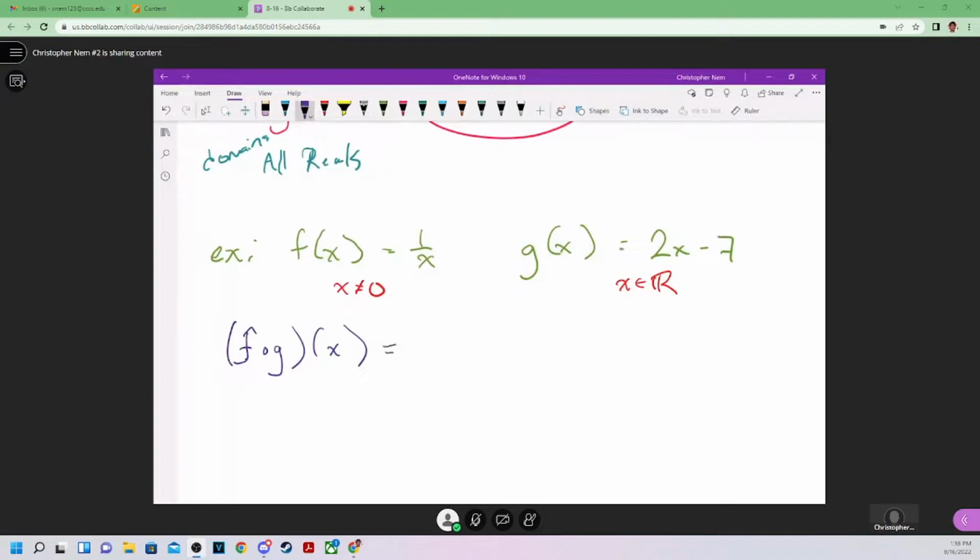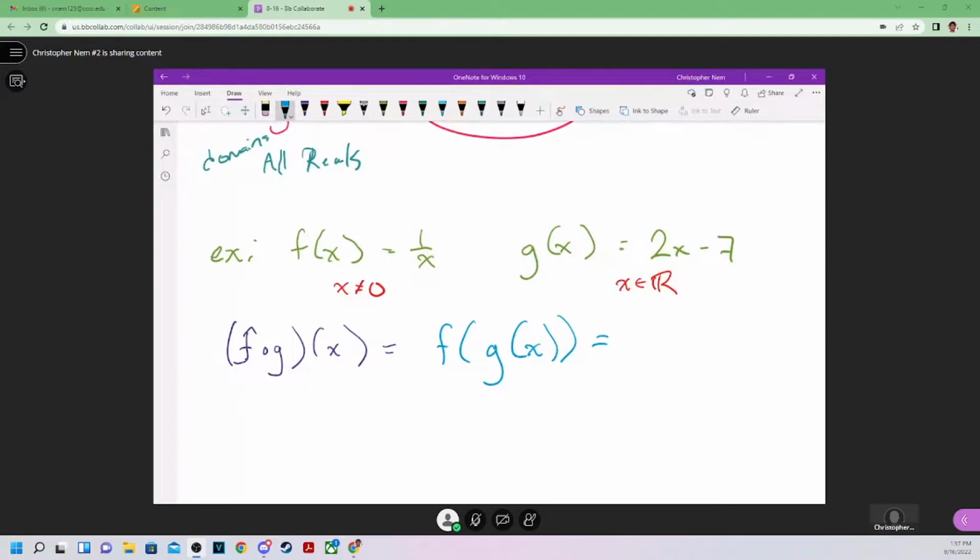Well, let me write all the work so we don't get confused. It's going to be f, and I'm going to throw my g function inside of it. Now my f function does 1 over whatever my input is. This time my input is g of x. So I got to throw this guy inside it: 2x minus 7.